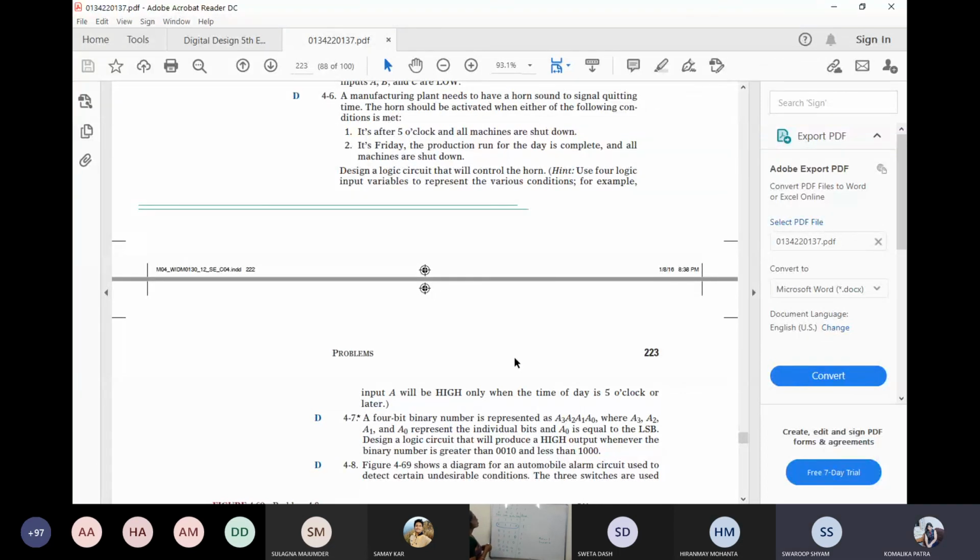Ma'am, what is there for C? What is written for C below? Shut down, shut down. Okay. Right, I agree completely. Any more? Some more thoughts? Yes, ma'am. For the 0101 it should also be 1. 0101 means 5 o'clock, production and all machines are shut down. No, I think it is already 01.